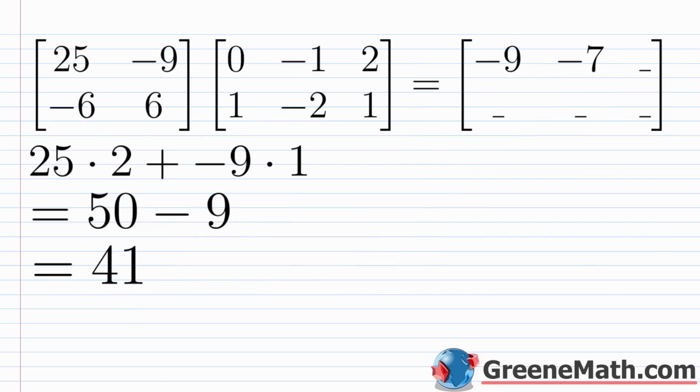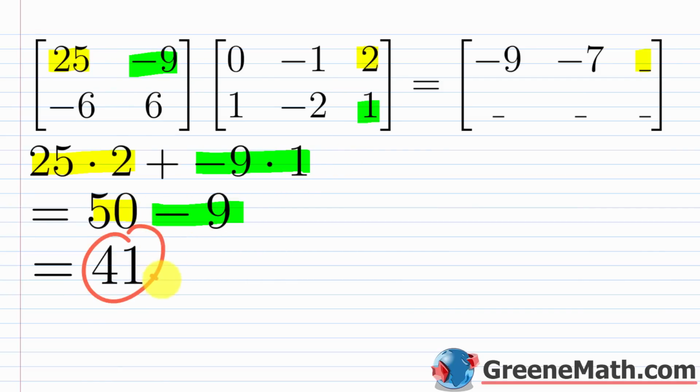Okay, coming down here, we're going to work with this position right here, which is row 1, column 3. So this is row 1, this is column 3. So let's do 25 times 2. That's going to give me 50. And let's slide down and do negative 9 times 1. That right there is going to be negative 9. So 50 minus 9 is 41. So this 41 is going to go right there.